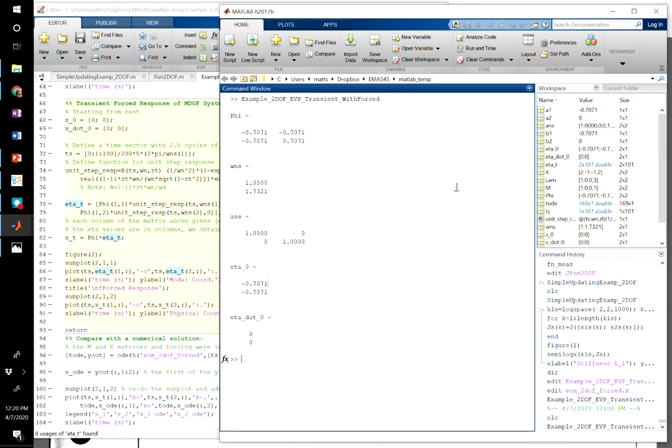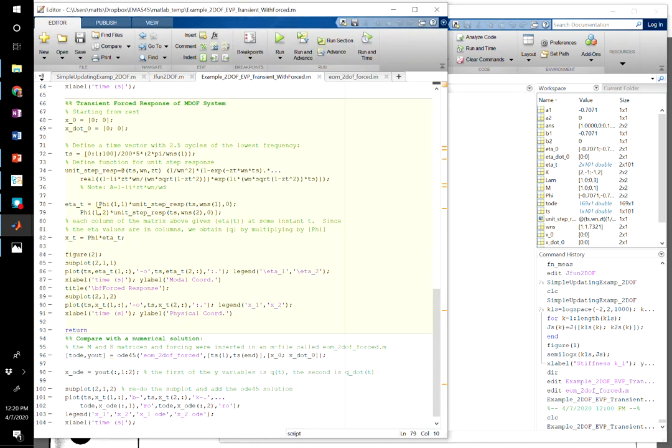So the top row will be eta 1, the bottom row will be eta 2. And so eta 1 is just that constant times the step response of t with, here, the first natural frequency. Now we can do the same thing for mode 2. It's the mode shape at the first mass, where the force is applied, of the second mode. And then we put in here the natural frequency of the second mode.